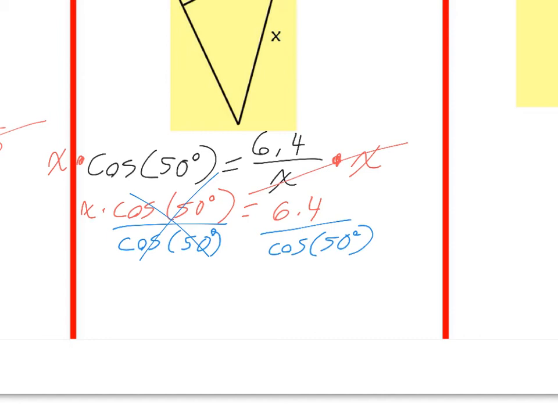So those go away. I'm left with x equals 6.4 over cosine of 50 degrees. Then again, just type that in your calculator: 6.4 divided by cosine 50, close your parentheses, enter. And you'll get that decimal out.